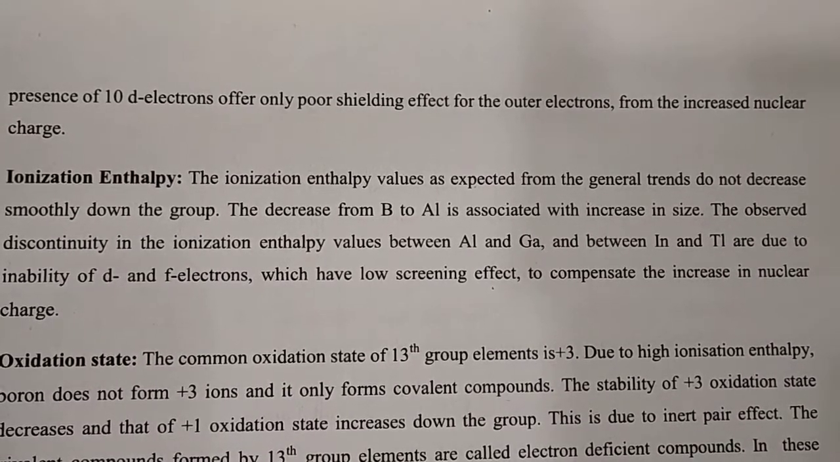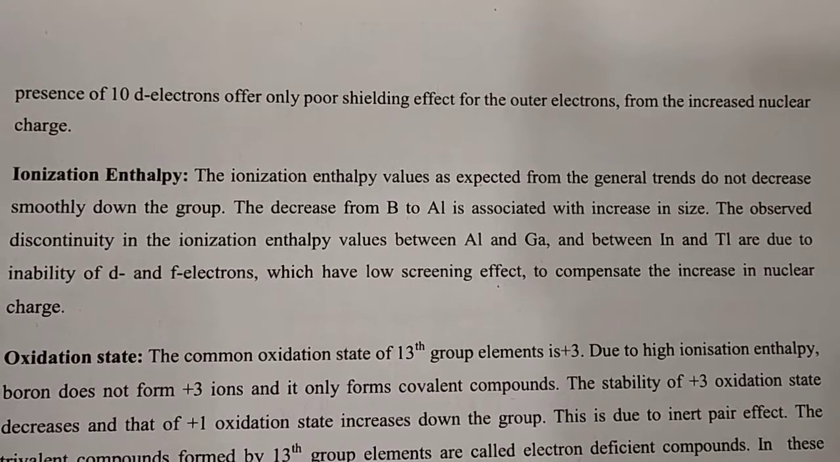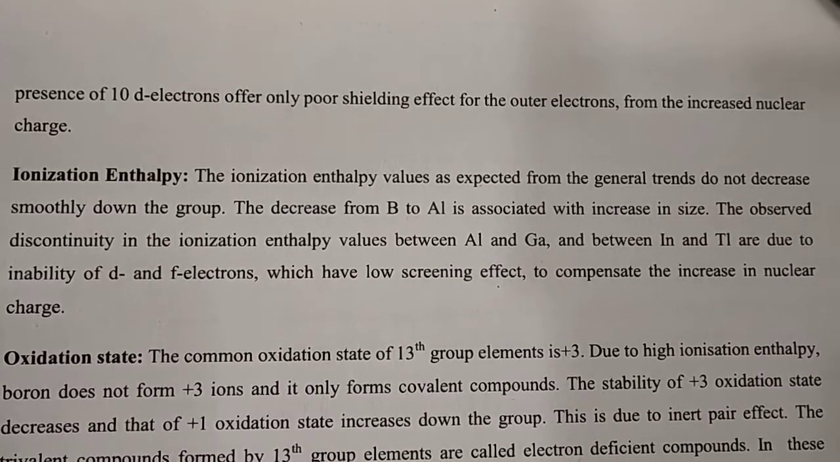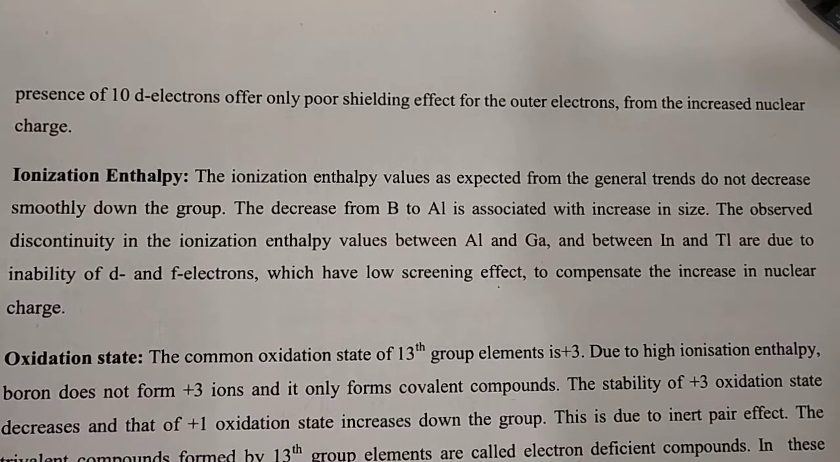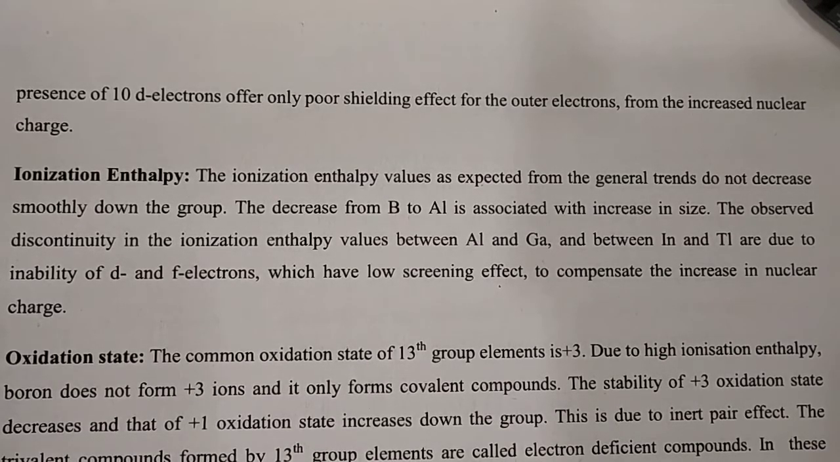Next होगा ionization enthalpy. What actually means by ionization enthalpy? Minimum energy required to remove one electron from outermost shell is known as ionization enthalpy. The ionization enthalpy values, as expected from these general trends, do not decrease smoothly down the group. Why? Once again, intervention of d and f, 3d, 4d as well as 4f की वजह से ये change होगा. देखिए, the decrease from boron to aluminium is associated with increase in size. The observed discontinuity means ये down the group same नहीं होगा.